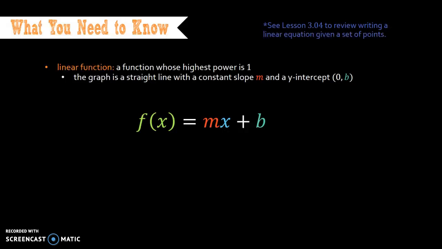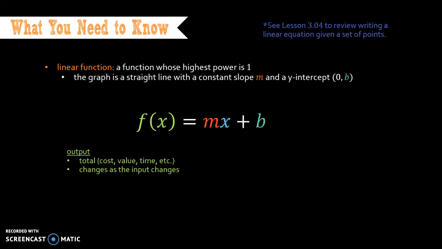A linear function is a function whose highest power is 1. Our graph is a straight line with a constant slope. We call it m, and a y-intercept at the point (0, b). Here's what the function equation looks like. f(x) = mx + b.